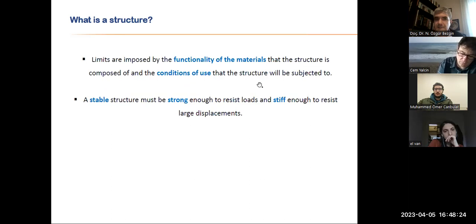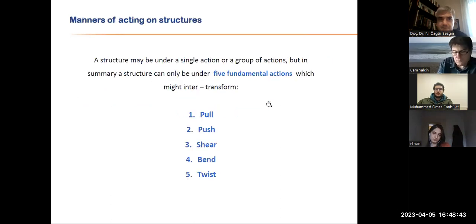So the limits are imposed by the functionality of the materials that the structure is composed of and the conditions of use that the structure will be subjected to. It must be stable. A stable structure must be strong enough to resist loads and stiff enough to resist large displacement. This is the quality of a structure.